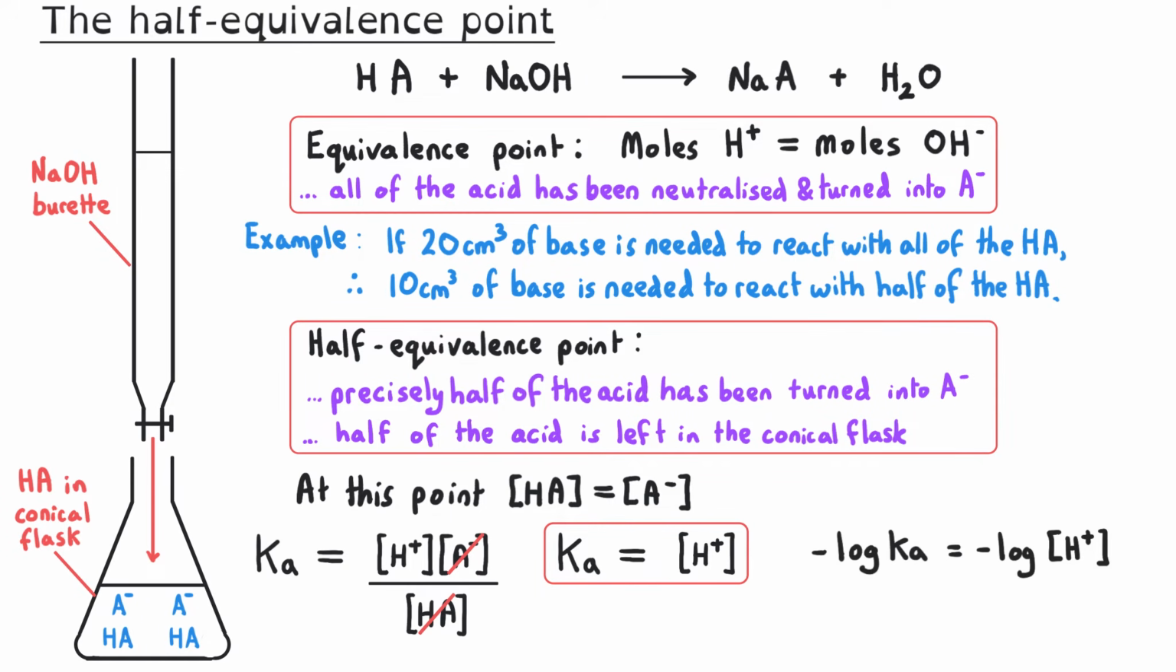And then if we take negative logs of both sides of this expression, the negative log of Ka is equal to pKa, and the negative log of the hydrogen ion concentration equals the pH. And so we can say that at the half equivalence point, Ka is equal to the hydrogen ion concentration, and pKa is equal to pH.